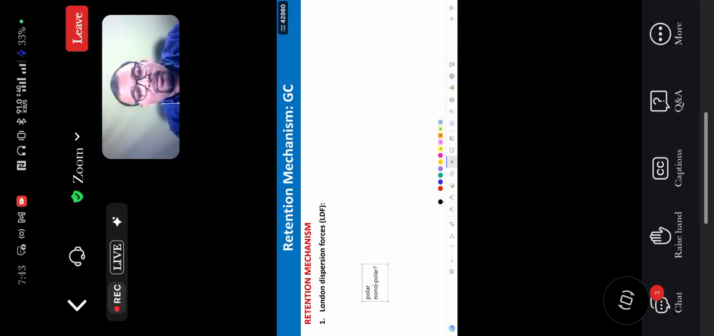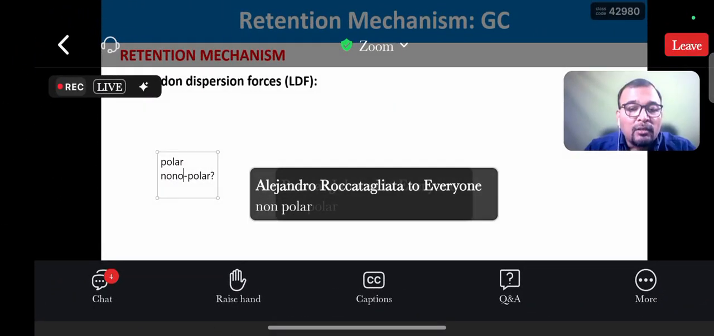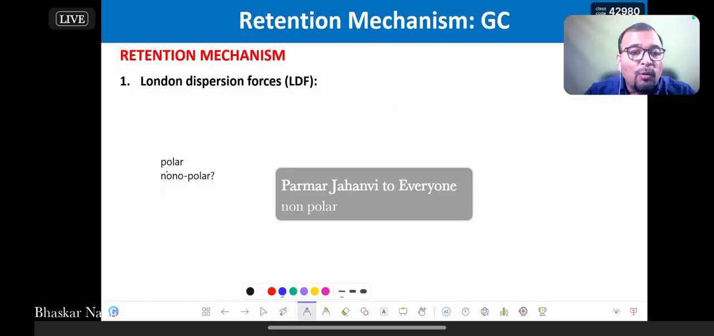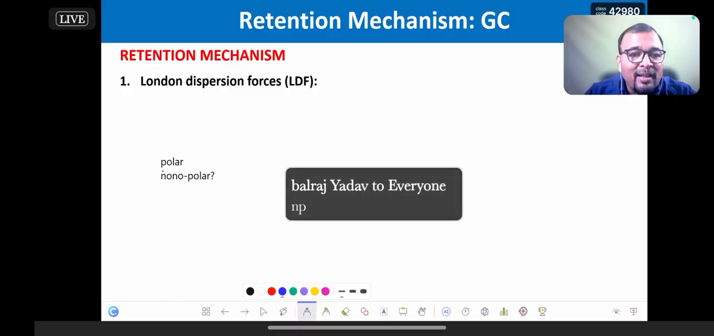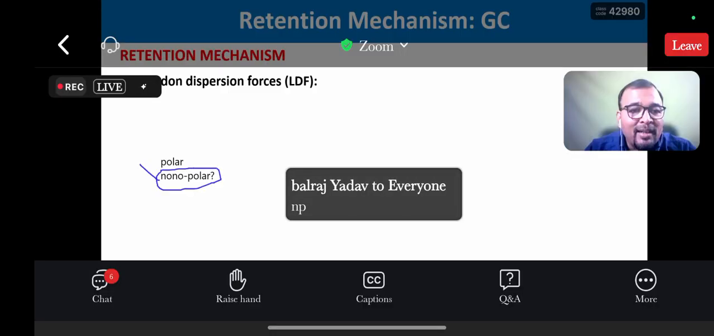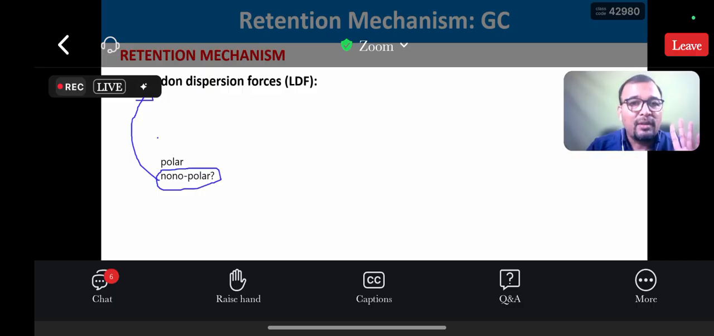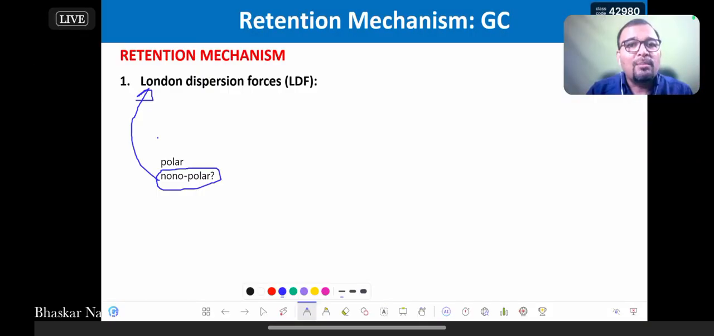Many of you are saying non-polar. So non-polar compounds predominantly only have the force called London dispersion force. Though it is a van der Waals force, it only exists in the non-polar compound. Non-polar compounds don't have hydrogen bonding.